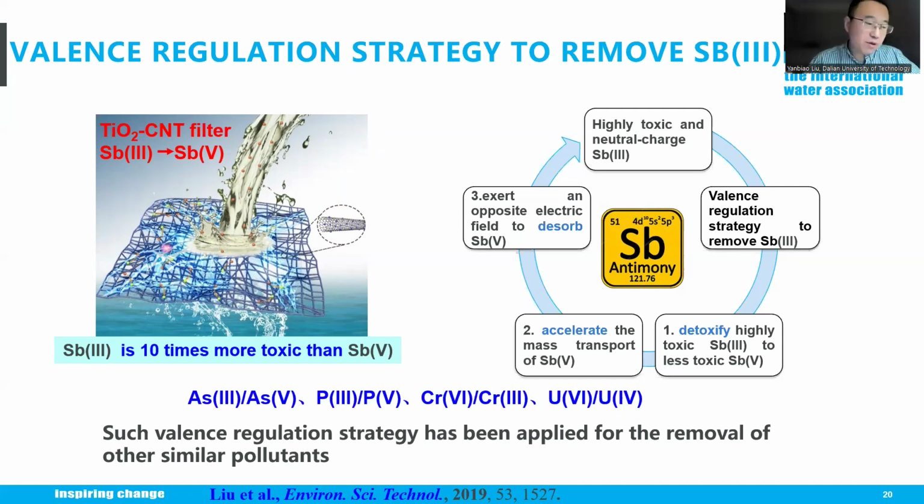We give it a name, the valence state regulation strategy, and we further applied this strategy to the treatment of other similar pollutants, like we can oxidize arsenic 3 to arsenic 5 and adsorb them. We can also reduce chromium 6 to chromium 3 and also adsorb them with some adsorbents like PANI, polyaniline.